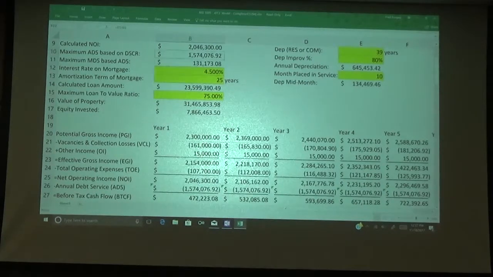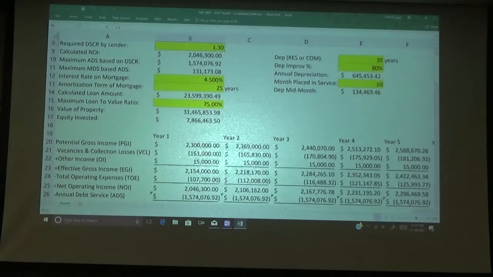Now, the maximum annual debt service based on the debt service coverage ratio is simply going to be using your net operating income, which is right there, divided by the debt service coverage ratio right above it, which will give us the maximum annual debt service based on the debt service coverage ratio. We've done that before, okay? Once again, so far, nothing new, okay?